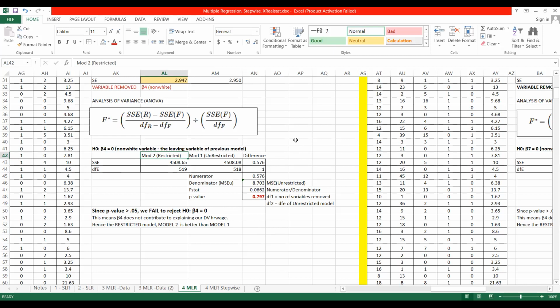Bakit ganon guys? Remember si model number 2, tinanggal natin si beta 4 which is non-white. So tama lang pala na tanggalin yun kasi ang lumalabas statistically beta 4 is equal to 0. If beta 4 is equal to 0 si non-white, bakit pa natin siya ipapasok sa model kung wala nang pala siyang marginal contribution in explaining your hourly wage? Okay? So that's what happened here.